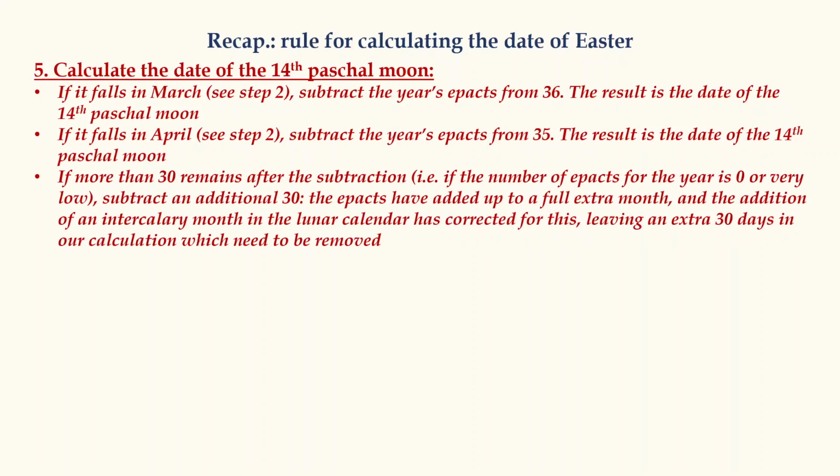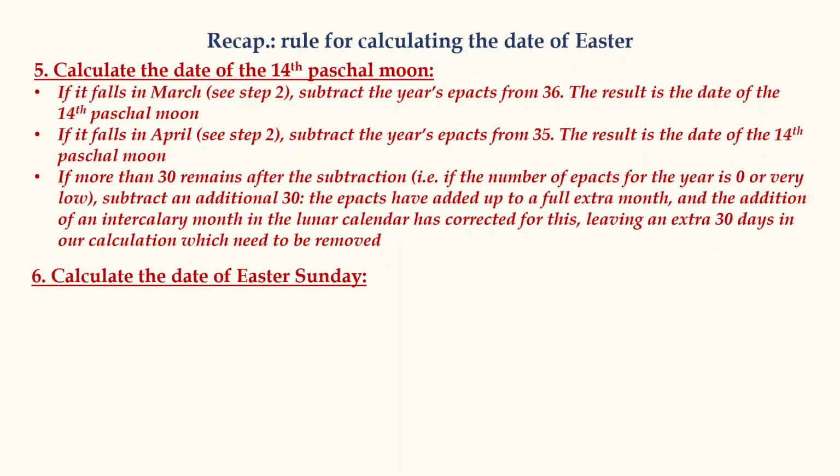If more than 30 remains after the subtraction, that is, if the number of epacts is 0 or very low, subtract an additional 30. I didn't mention this earlier, but this is why at the very start we looked at years 2 and 3 rather than 1, because Dionysius spends quite a long time in his sample calculation for a year 1 talking about this. But we did see earlier why this happens. The epacts have added up to a full extra month, and the extra 30-day month added to the lunar calendar to make up for this means that there are 30 extra days in our calculation which need to be removed. Anyway, now we've done all that, we're ready for the final step, calculating the date of Easter Sunday.